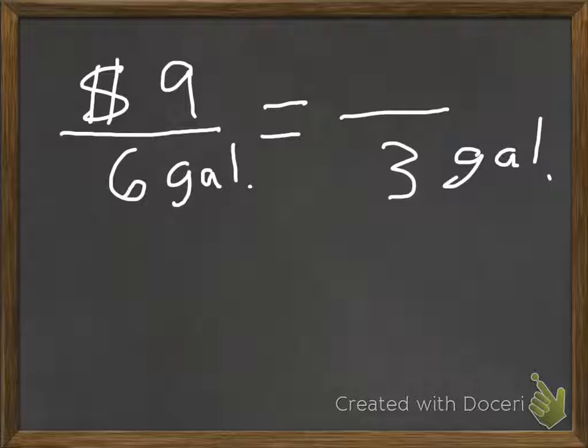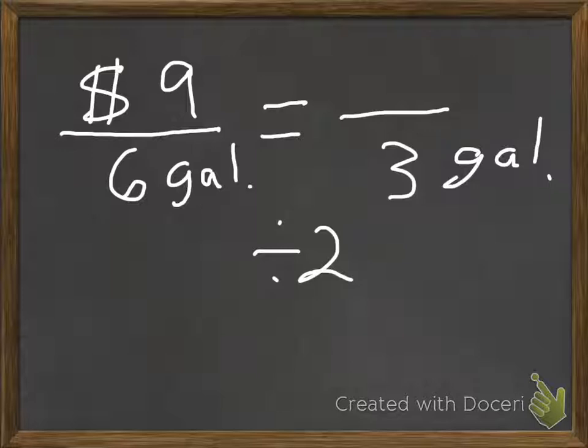and this is one such example. So there I have $9 for every 6 gallons. So if I was buying gas, $9 for every 6 gallons of gas. I want to know how much it would cost for 3 gallons of gas. So I would have to figure out, how did I go from 6 gallons to 3 gallons? Well, in order to do that, you'd have to divide 6 gallons by 2.